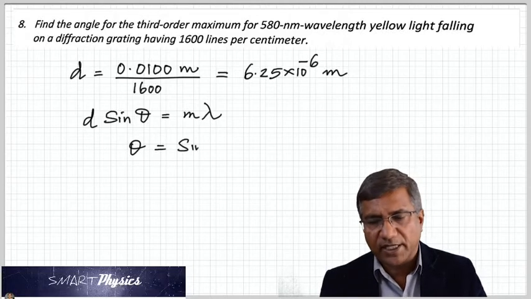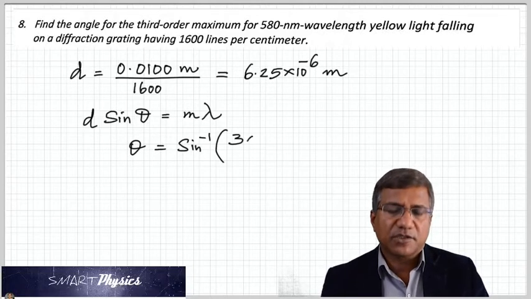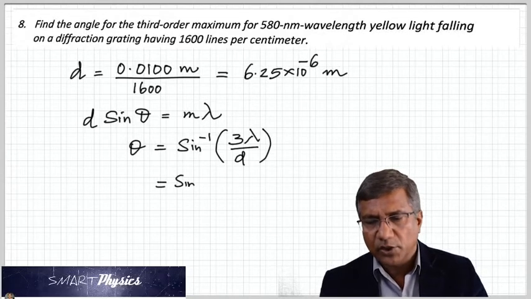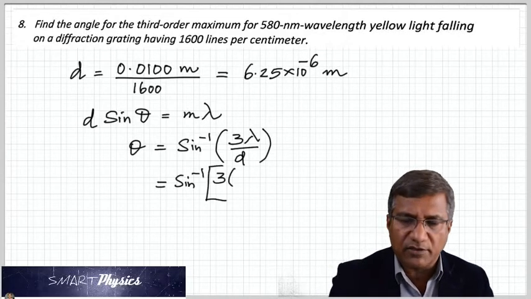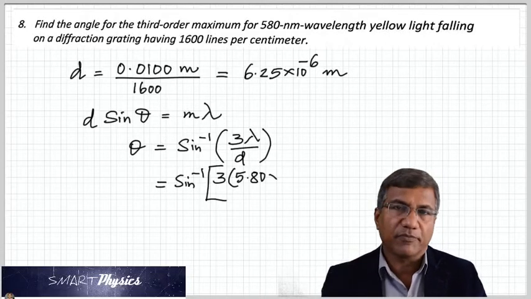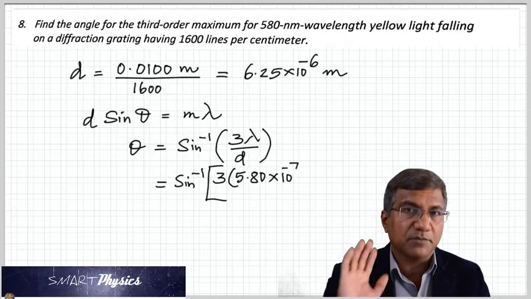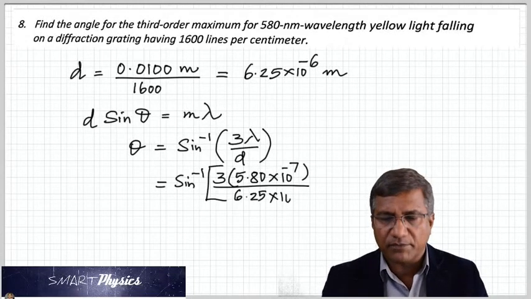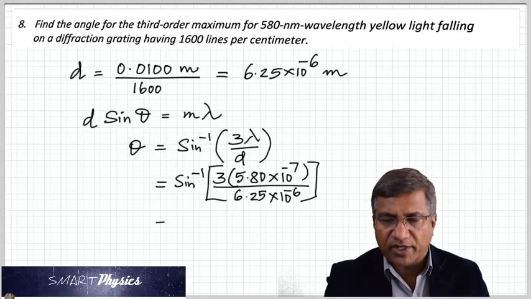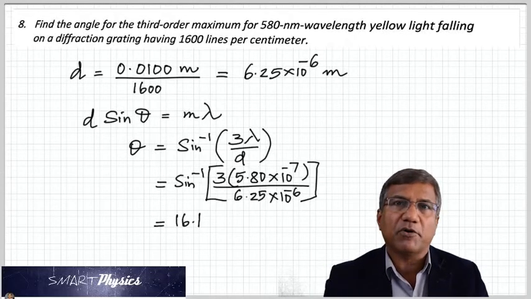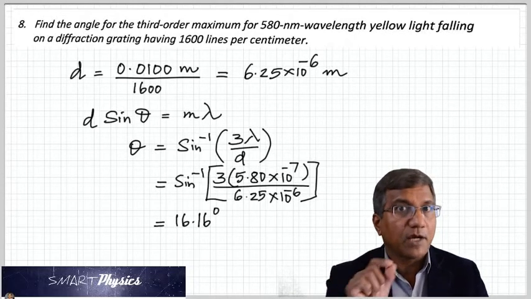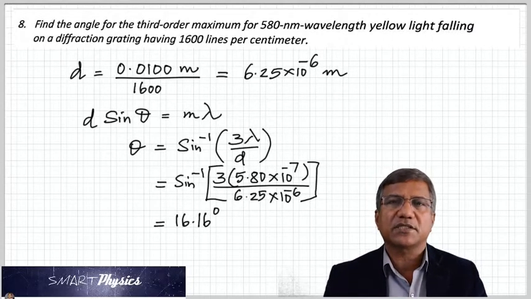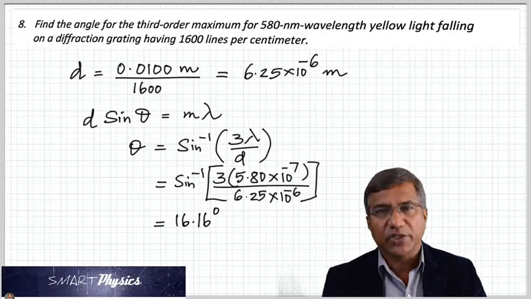d sine theta is m lambda. Make theta the subject. Sine inverse 3 lambda by d. Why 3? Because it says find the angle for the third order maximum, so m is 3. And then carefully plug in the values of lambda. Lambda is 580 nanometer. I put it as 5.8 times 10 to the negative 7. I put 5.8, note that. And I calculate it to be 16.16 degrees.